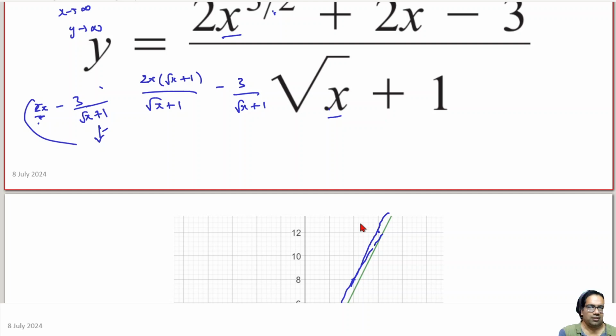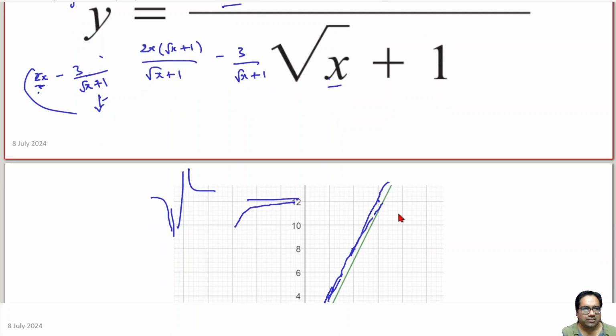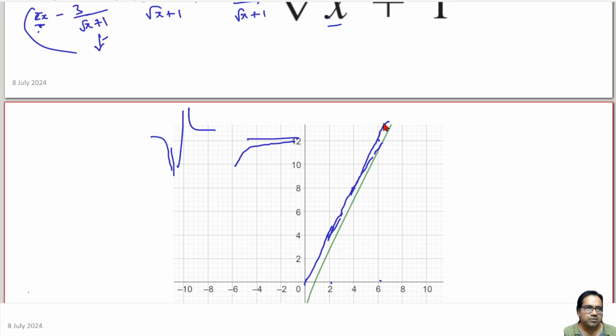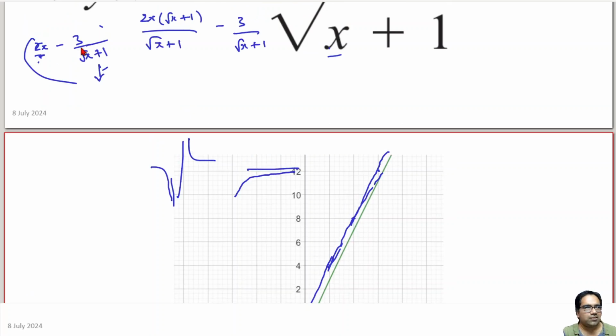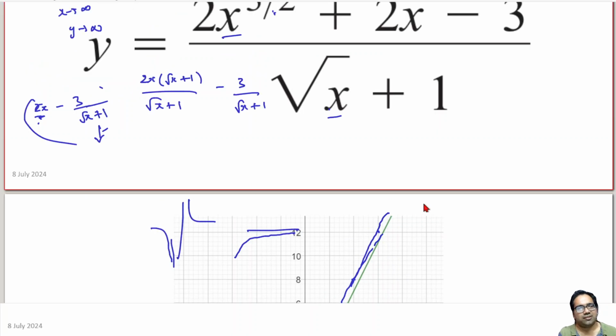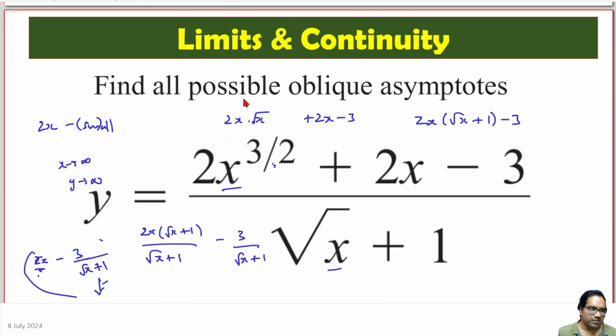Oblique means slant. Otherwise, we know about vertical asymptotes, graphs like this, or we know about horizontal asymptotes, graphs like this. So this is an oblique asymptote, where this graph is trying to approach this line, but it will never reach it. It will always fall short by a small amount. This amount will keep going smaller and smaller. It is 2x minus something, so this small amount is always there, but it will keep getting smaller and smaller. So that's why the graph will try to reach 2x. 2x is the oblique asymptote, right, guys? Hope you understood this. Thank you.